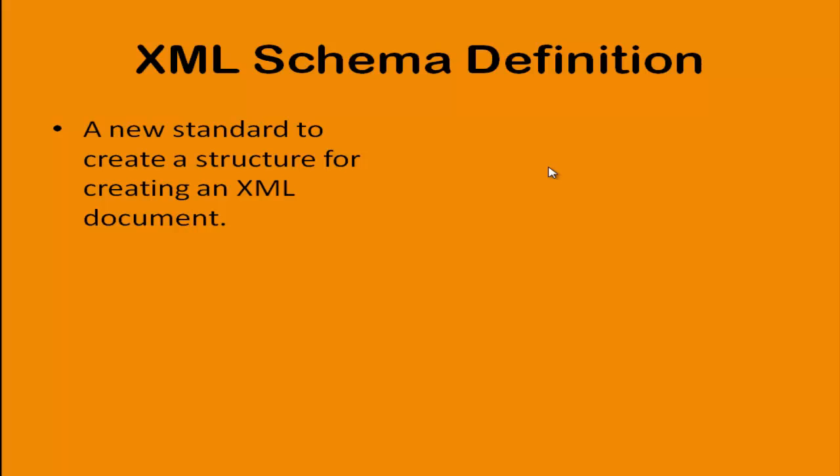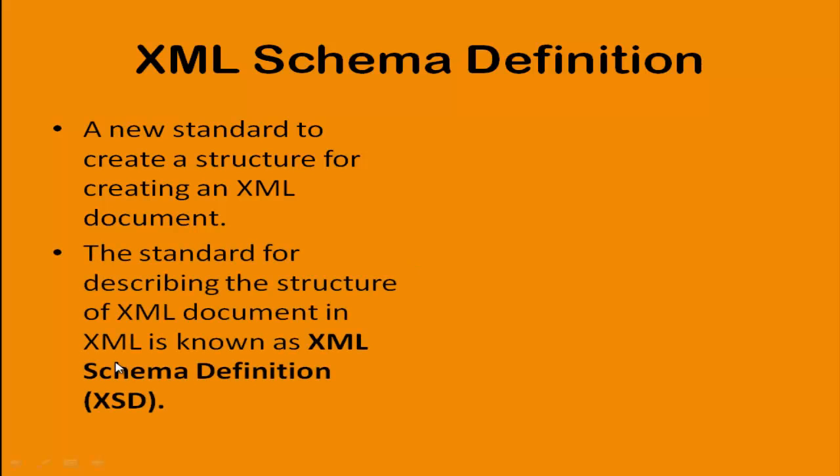So what is the difference between DTD and XSD? The main difference is DTD is based on SGML, but XSD is purely based on XML. So if we use XSD, the document structure will be very easy for the users to understand. Not only that, the standard for describing the structure for an XML document in XML is known as XML Schema Definition. This is the definition for XSD.